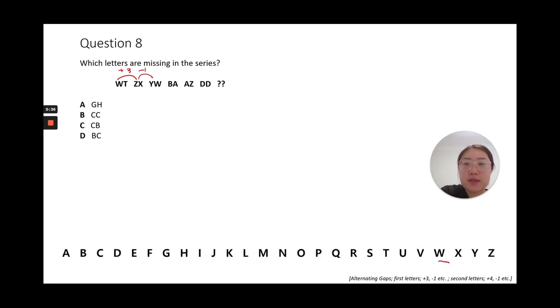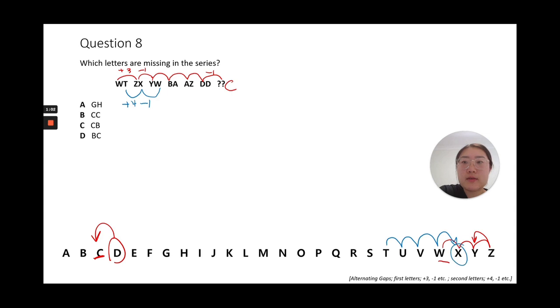We have W, +3 is Z, -1 is Y. So +3, -1, +3, we have to get to -1 in our next one. So you -1 and you get C. Now the second letters, they are going +4, -1. So T +4 is X, -1 is W. +4, -1, +4, -1. So we're going to get to -1 and we get C again. So C is your answer and therefore option B is the correct one.